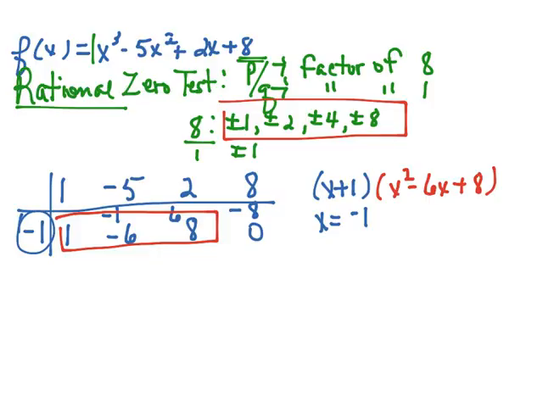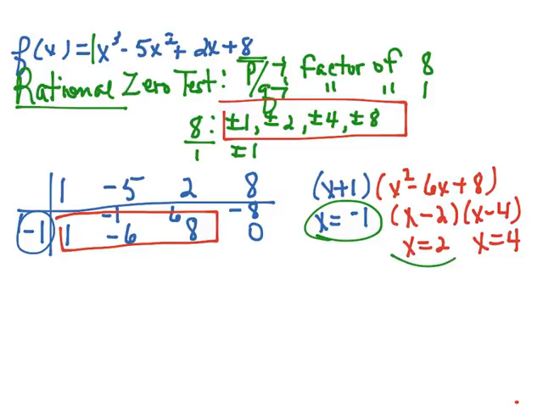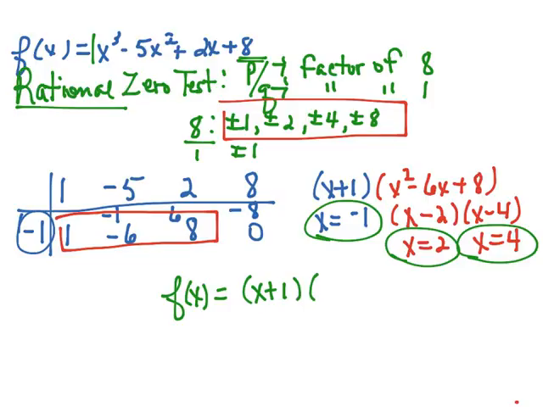X squared minus 6x plus 8 is going to factor into x minus 2 times x minus 4, which will give us x equals 2 and x equals 4. And those then are the three zeros of this polynomial. If I want to write my polynomial in factored form, I will have f of x equals x plus 1 times x minus 2 times x minus 4.